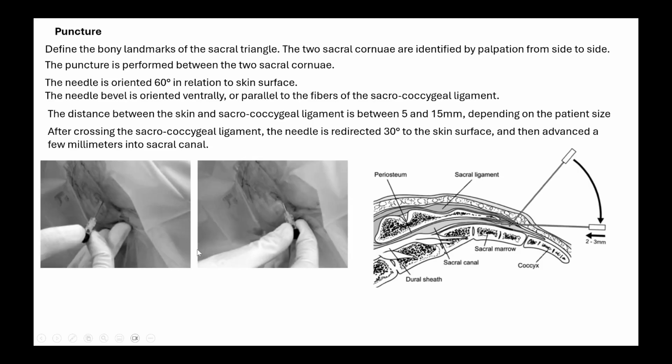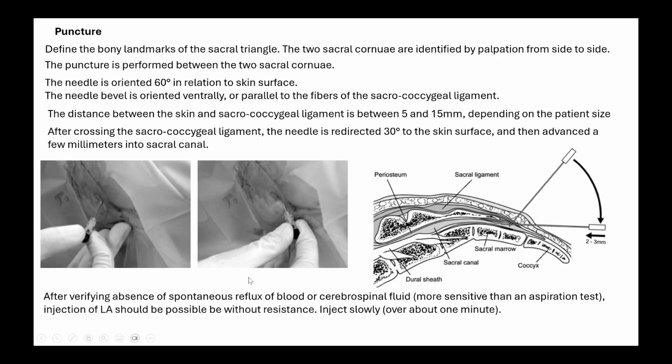And this is the actual way of doing it in a real patient. So you can see the angulation here, and then they are bending it to advance it into the space. And after verifying the absence of any blood or CSF fluid trickling out of the needle, then you have to inject the local anesthetic agent.